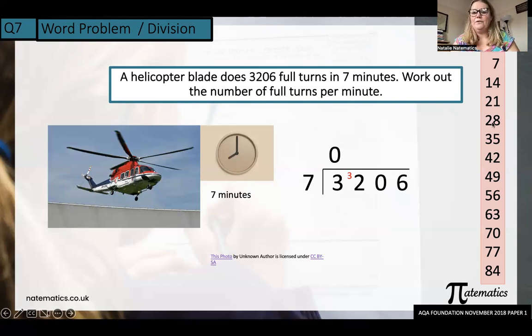1, 2, 3, 4. Okay, so there's 4 in 28, but not quite enough for the 35. So there are 4 7s in 32. What is the remainder? So how much further have I got to go from 28, which is the 4, up to what I wanted, which was 32? So it's 32 take away 28, you get a remainder of 4.